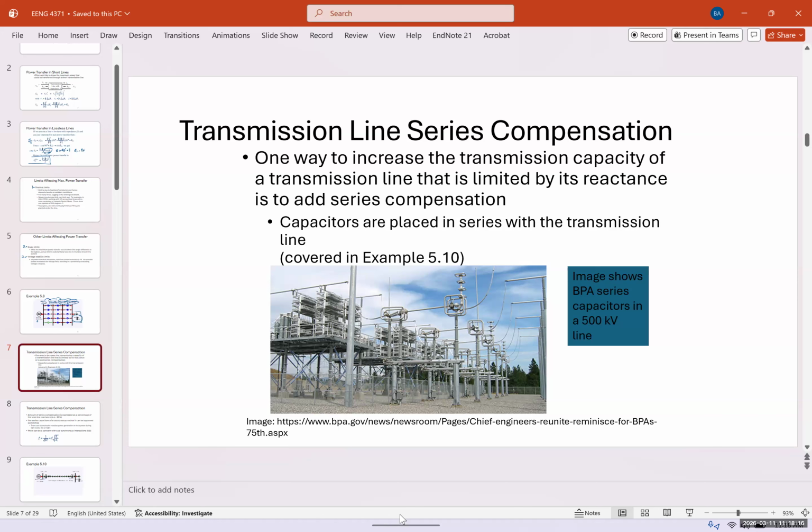We usually put them in a way that they can be bypassed because the power generation and the load fluctuates. You have peak hours and off-peak hours, light demand and high demand, and you want to be able to control that reactive power and compensators as well.